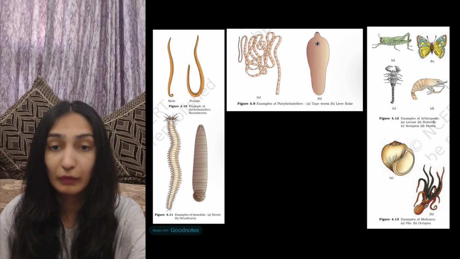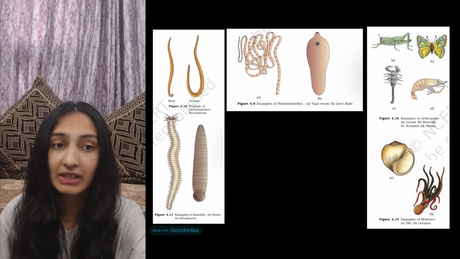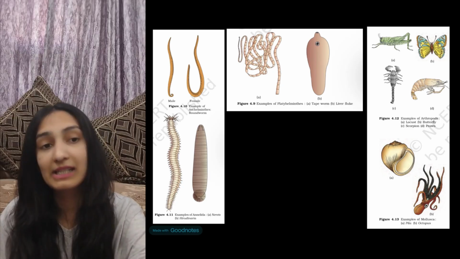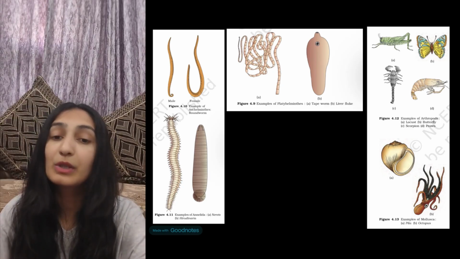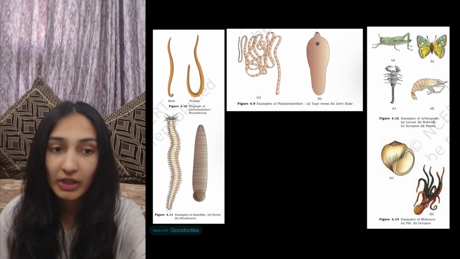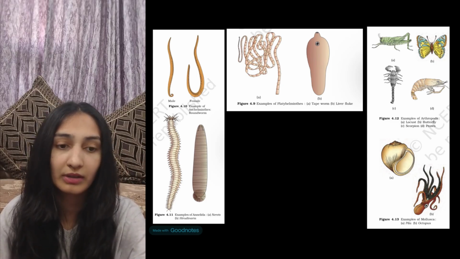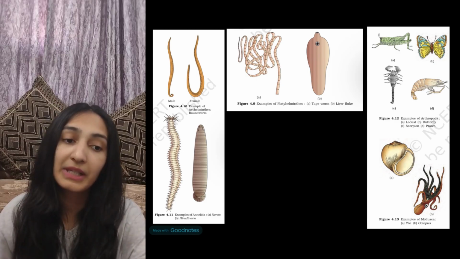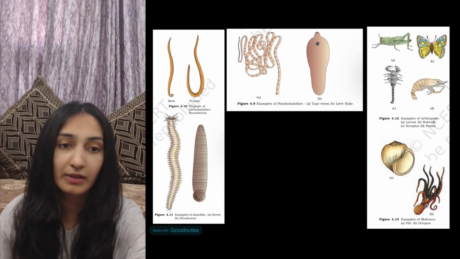Don't get yourself confused. Next is 4.9, which is the examples of Platyhelminthes. A is tapeworm and B is liver fluke. Next, 4.12 depicts examples of Arthropoda. A is locust, B butterfly, C scorpion, and D is prawn. 4.13 depicts the examples of Mollusca. First is Pila and B is octopus.